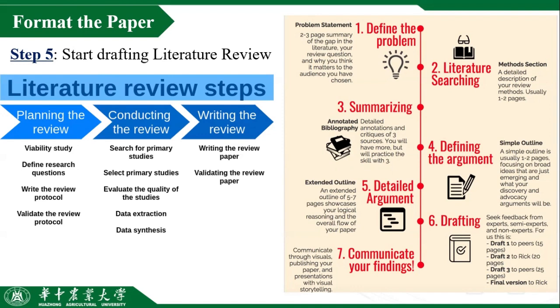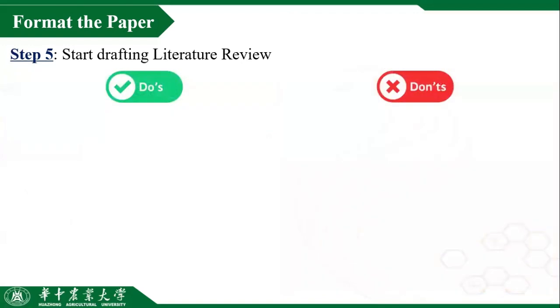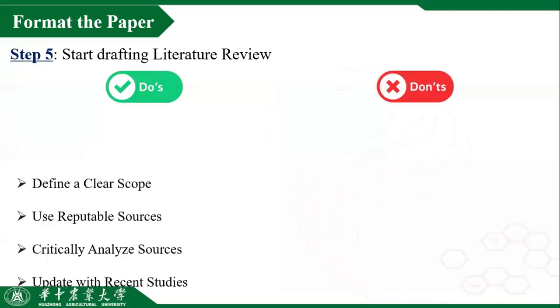Some steps here are to plan your literature review, find information from trusted journals and trusted papers, then analyze these findings and make connections between them, and finally write your review. Another step is to structure your literature review. There are some points to do and some points not to do in the literature review.